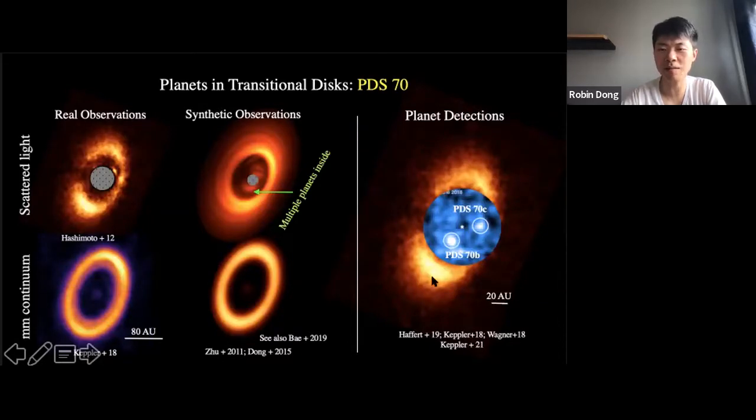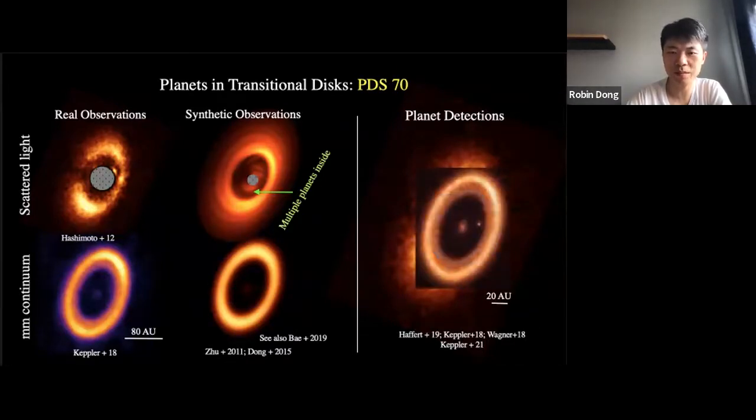The background is a scattered light image of the disk, and the blue inset is the H-alpha detection of PDS-70 b and c by Haffert et al. The circumplanetary material around the outer planet has also recently been detected by ALMA, as shown here. You can see this point source. So in the case of PDS-70, we can say that the planet hypothesis has been confirmed.